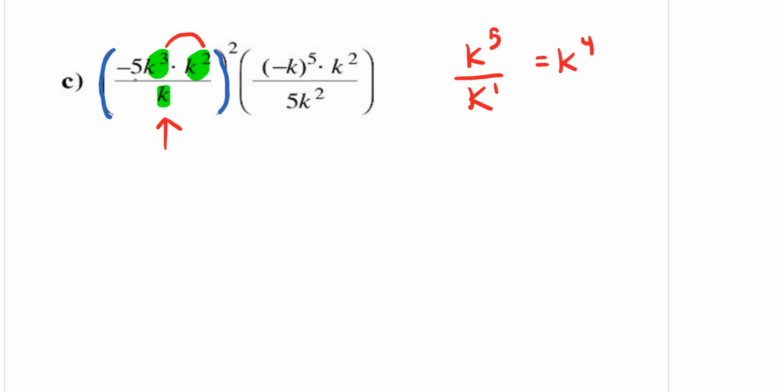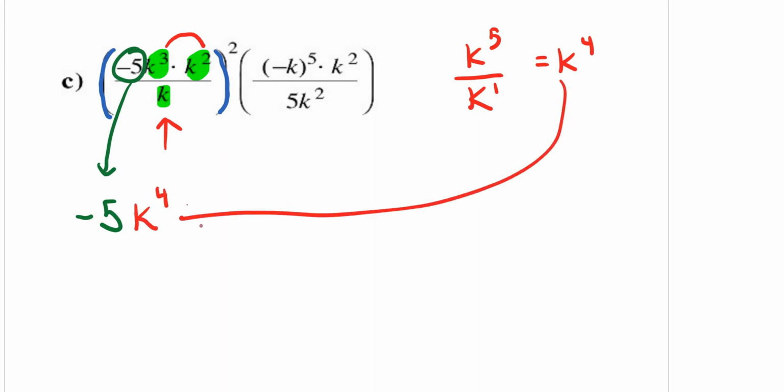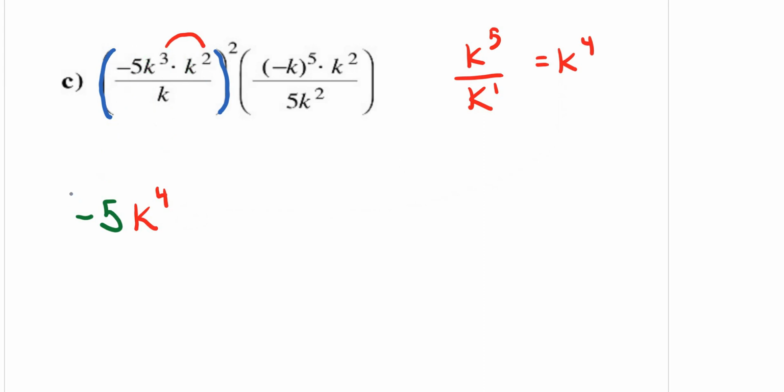And then you also have this negative 5 here, right? So this negative 5 will tag along as negative 5. And then you have your k to the power of 4, right? And all of that is inside the brackets, and that's being raised to this power of 2 there. Okay, so that's the first bracket there.